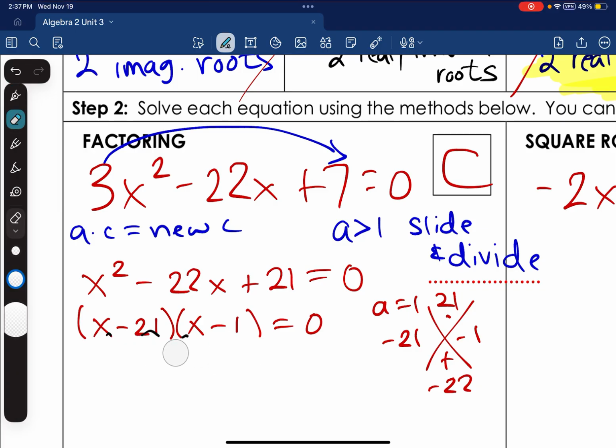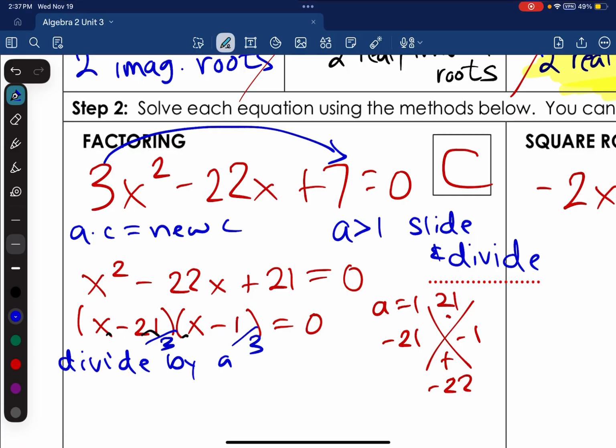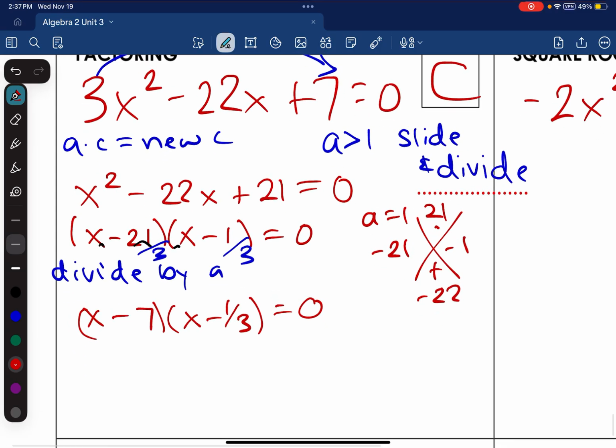We want to get to solving it. So we have to divide by A. So 21 has to be divided by 3 and 1 has to be divided by 3. So our factors are really x minus 7 times x minus 1/3. 21 divides by 3 evenly, so it became 7. 1 isn't divisible by 3, so we leave it as the fraction 1/3.